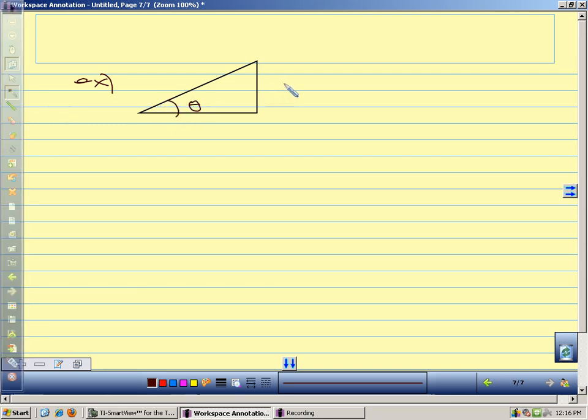This is theta, this is 7, and this is 15. We want to find theta this time. So we're trying to find an angle. When we're looking for the angle, what do we have to do? What do we have to use?